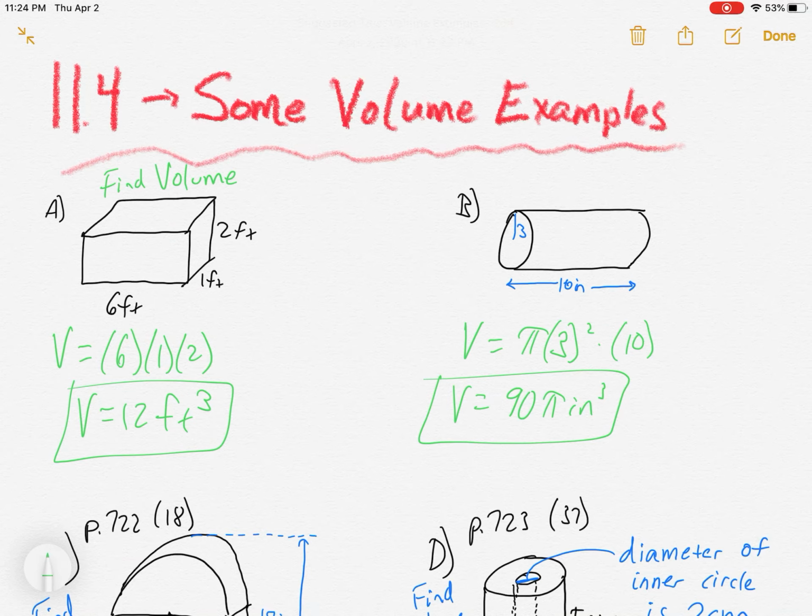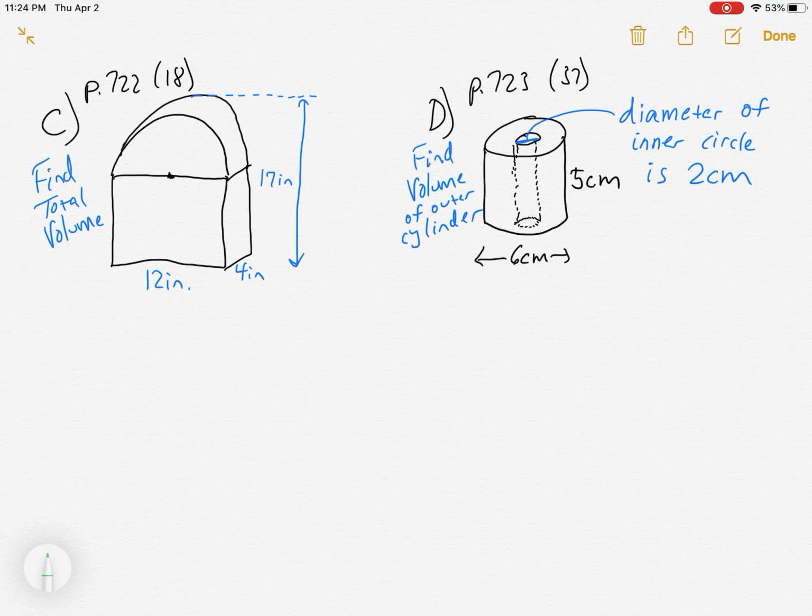Okay, 18. This is 18 in the book, page 722. Total volume. Looks kind of like a backpack. So the volume of this is going to be the volume of the top part plus the volume of the bottom part, right? Let's do the bottom first.